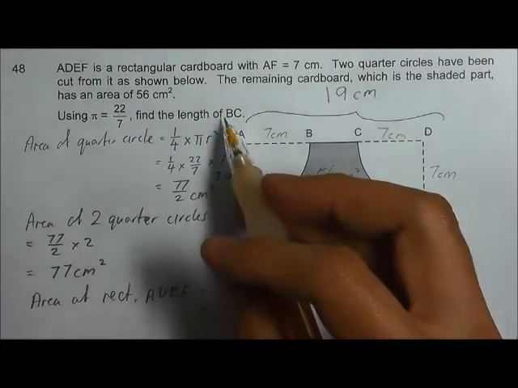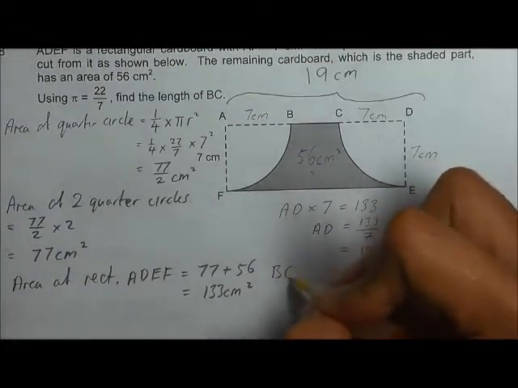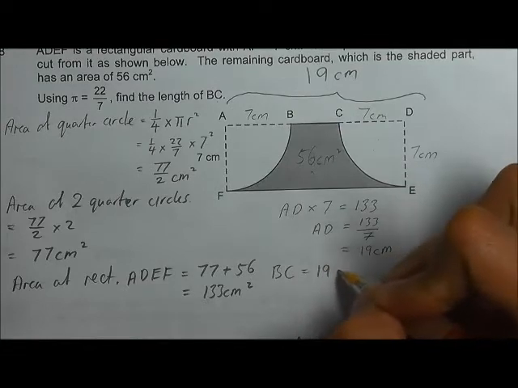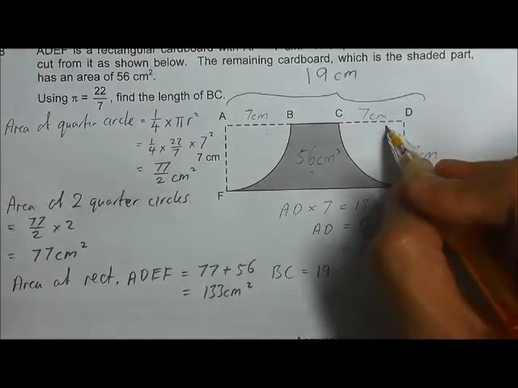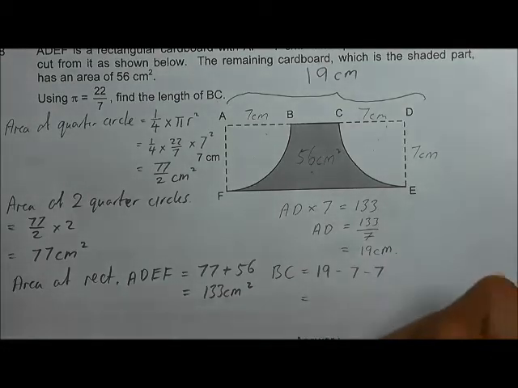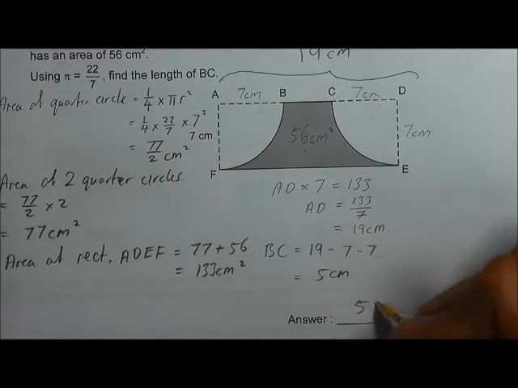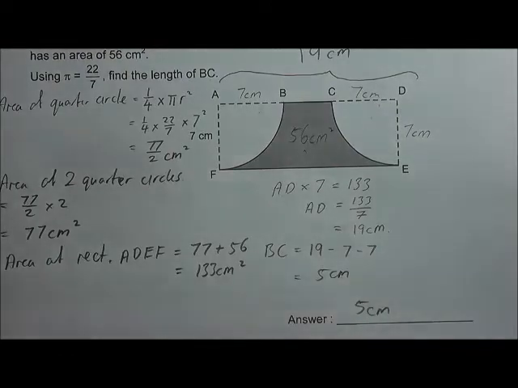So to find the length of BC, we can just take 19 minus 7 minus another 7. That will give us 5 cm. So the answer here is 5 cm.